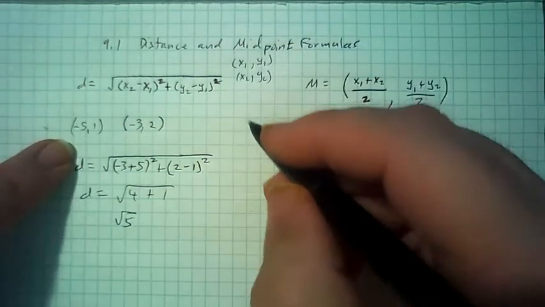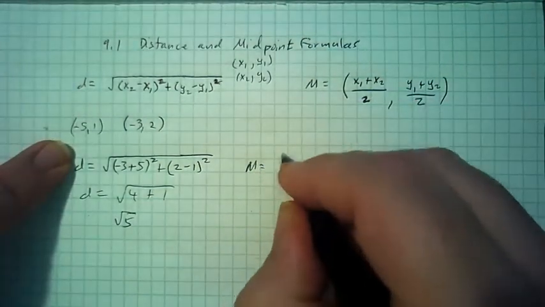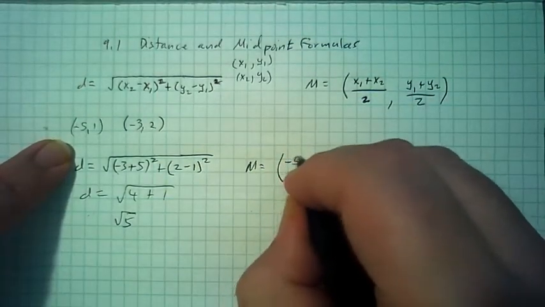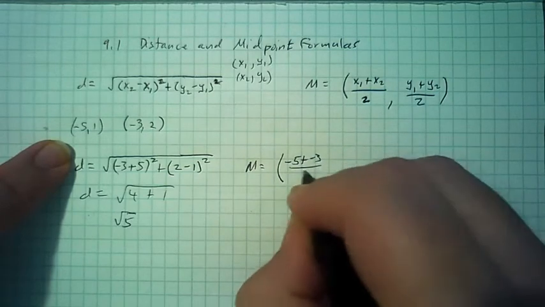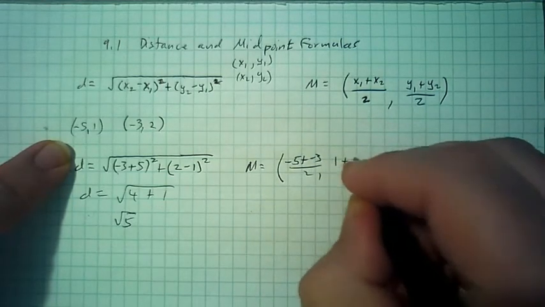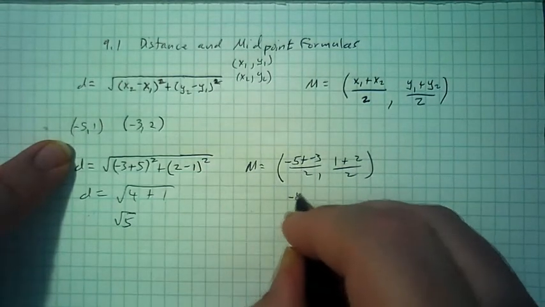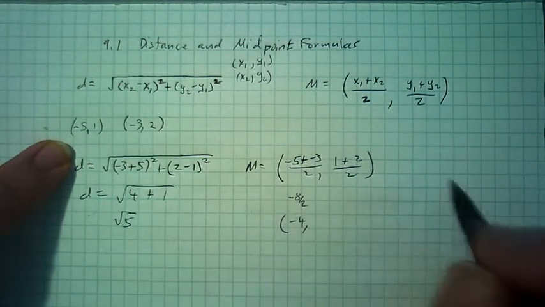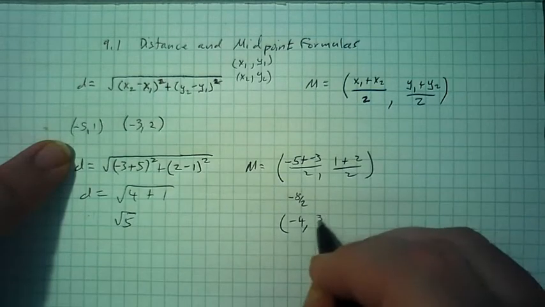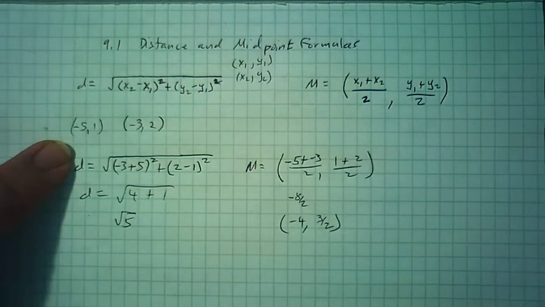The midpoint between these two is going to be the average of negative 5 and negative 3 over 2, and the average of 1 and 2. So that's negative 8 halves, which is negative 4. And that's 3 halves, or 1.5, if you prefer decimals.